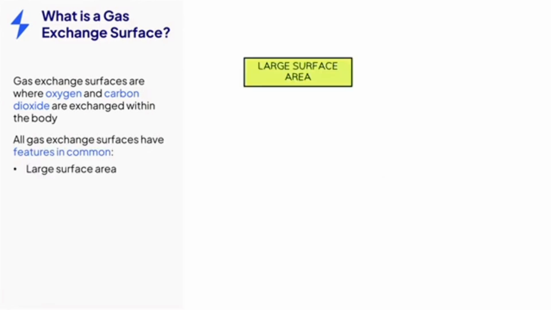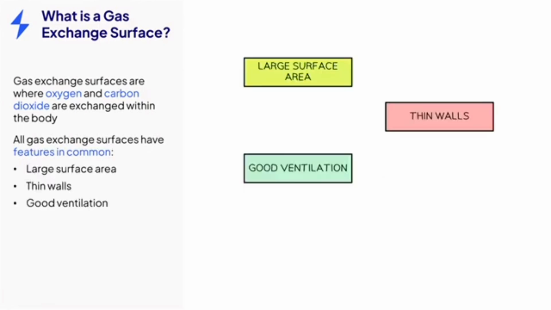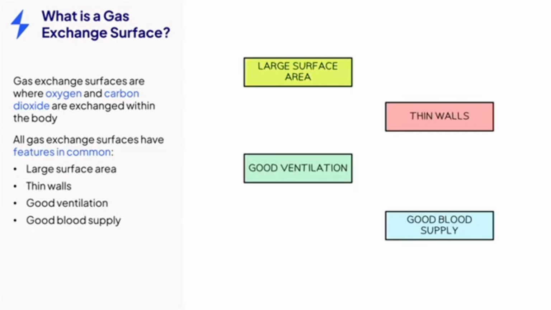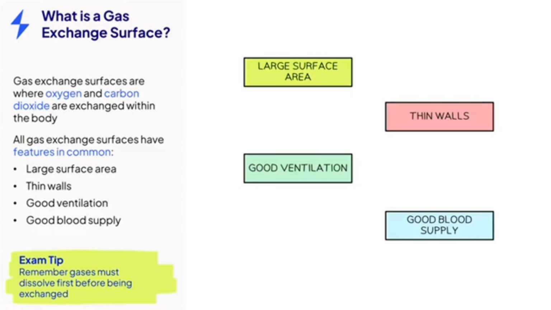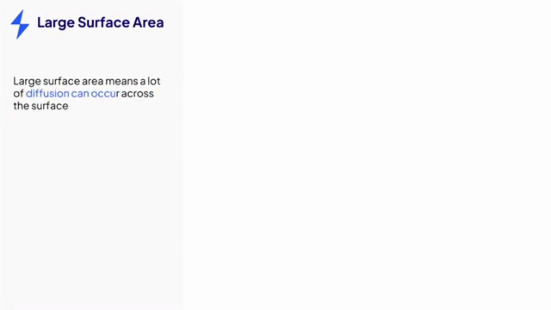All gas exchange surfaces have some features in common. These include a large surface area, thin walls, good ventilation, and good blood supply. It is important to remember that gases are dissolved in an aqueous solution before they can diffuse and are exchanged. That is why all gas exchange surfaces are moist. Let's look at these features in a little more detail.